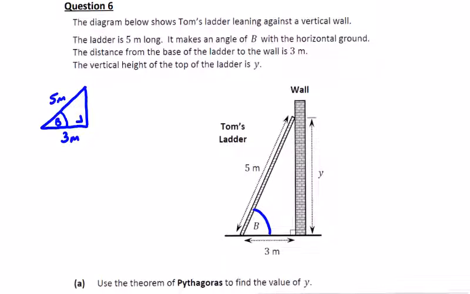The vertical height is y, we can see over here. And it says use Pythagoras to find y. So the square root of the diagonal squared minus the straight side squared. You may identify this as a 3, 4, 5 triangle, but 4 meters will be the height of the vertical wall.